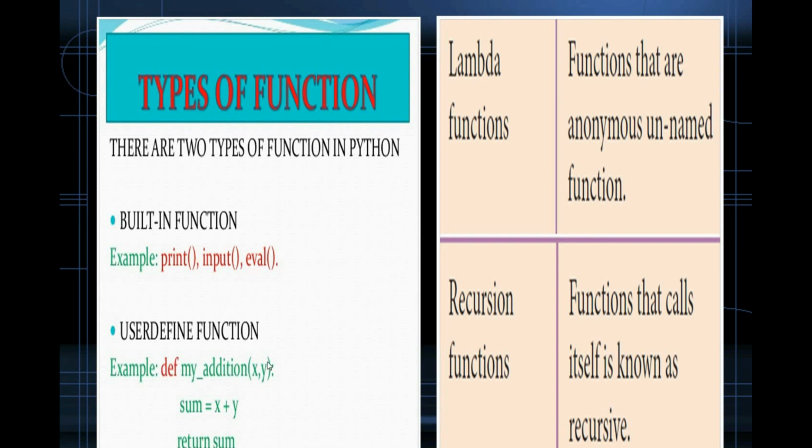Lambda function. Functions that are anonymous, unnamed functions. That is, a function that is defined without a name is called a lambda function. Recursion function. A function that calls itself is known as a recursive function. Let us see all these functions in a detailed way later.